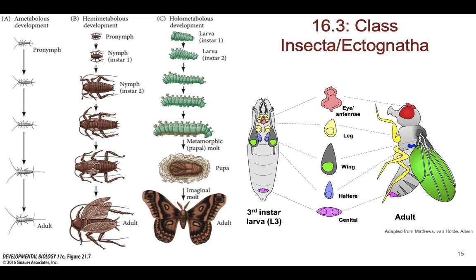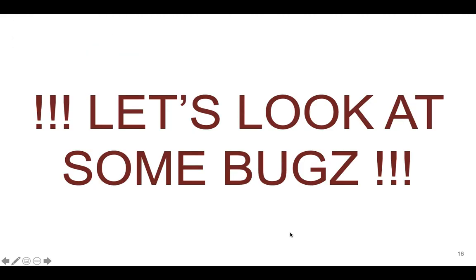The insects that exhibit holometabolous development include the beetles, the flies, the Hymenoptera, the butterflies and moths, scorpion flies, alderflies, lacewings, snakeflies, fleas, Strepsiptera, and Trichoptera. A bunch of stuff we're going to talk about in a second. And that's just some of them. So let's look at some bugs.